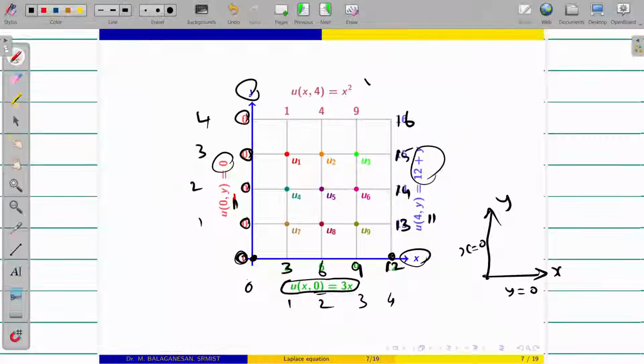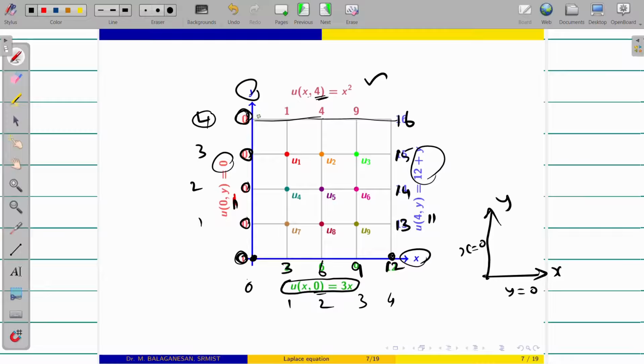What is the last boundary condition? U of x comma 4 equal to x square. So for all x, y equal to 4. Which is the y equal to 4 line? This line only, the y equal to 4 line. Right. Now give the values for x equal to 0. Where is x equal to 0? This is the 0 position, so it will be 0.